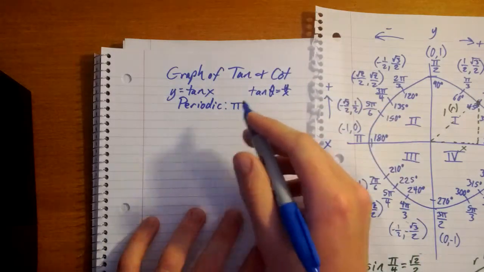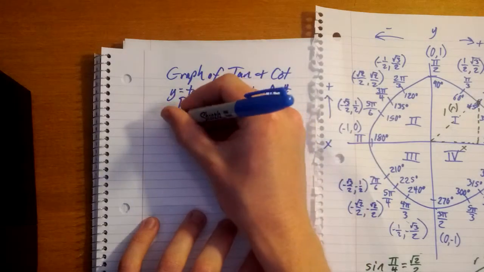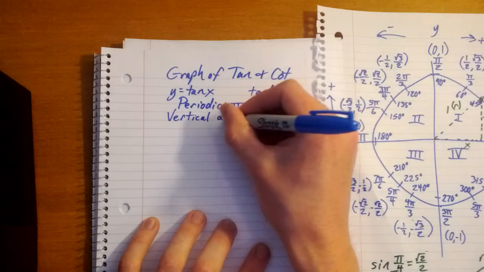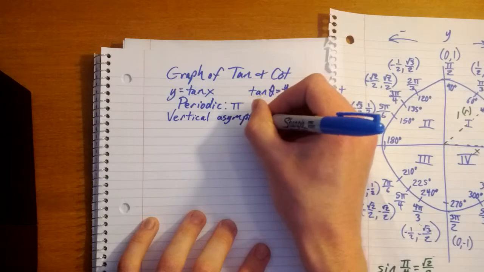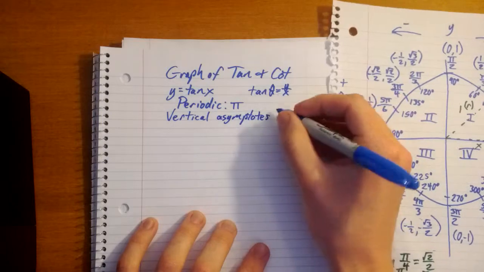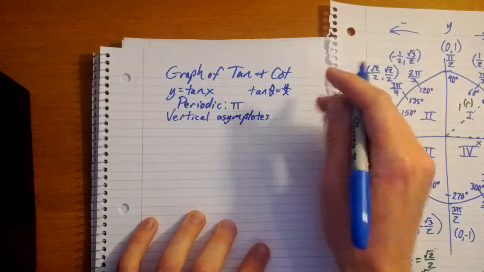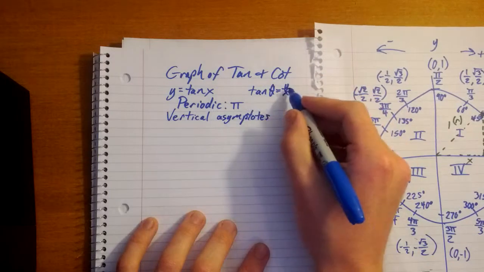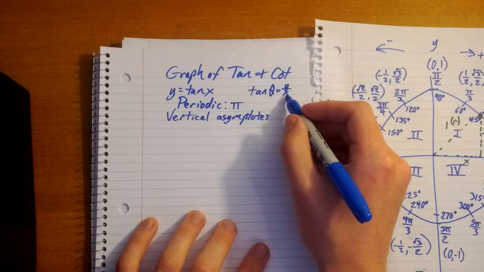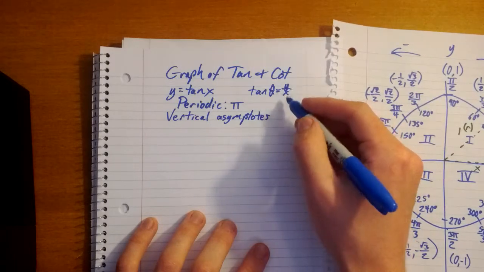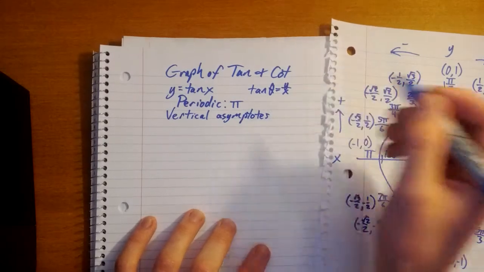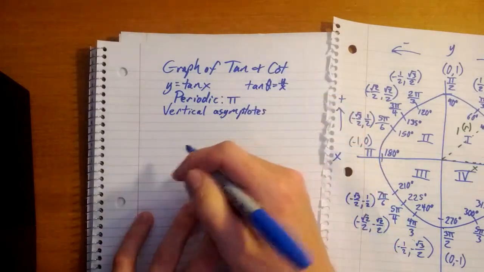Okay, there's a thing about tangent graphs. They have vertical asymptotes. So does cotangent, and I will show you why that is. Asymptotes: a vertical line that the graph cannot cross, the lines that you make on the graph. And these vertical asymptotes, because tangent is y over x, are wherever x equals 0, because if x equals 0, then you have y, whatever y is, divided by 0, and division by 0 is not possible, at least not in standard mathematics.